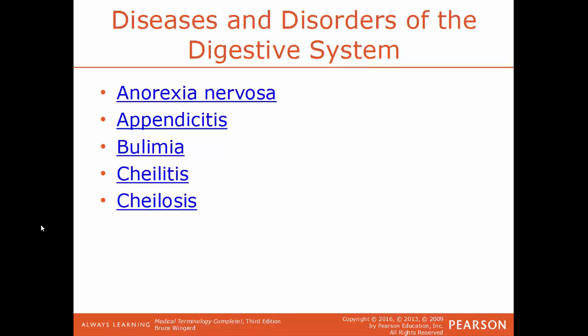Their next term, colitis, is the inflammation of the lips. That's related to our next term here, cheiliosis, which is a disorder of the lips, which will usually leave the person having fissures or cracks in the corners of their mouth.